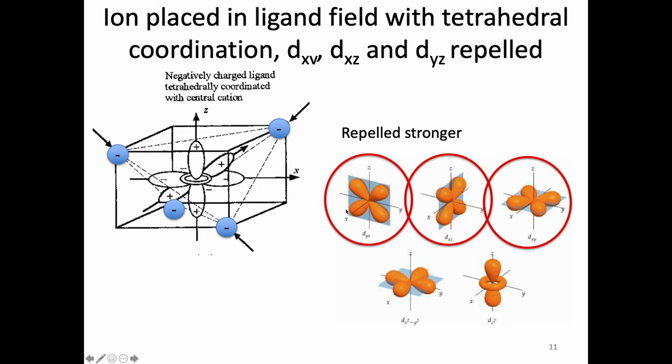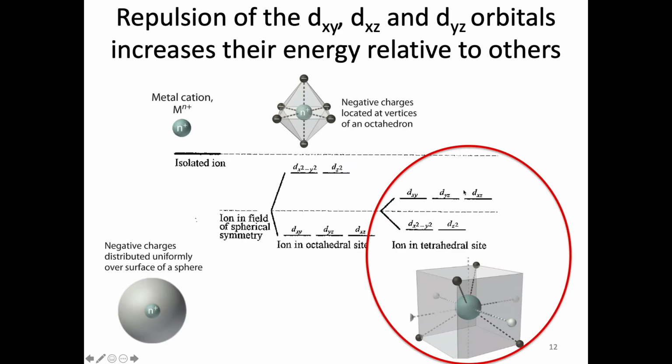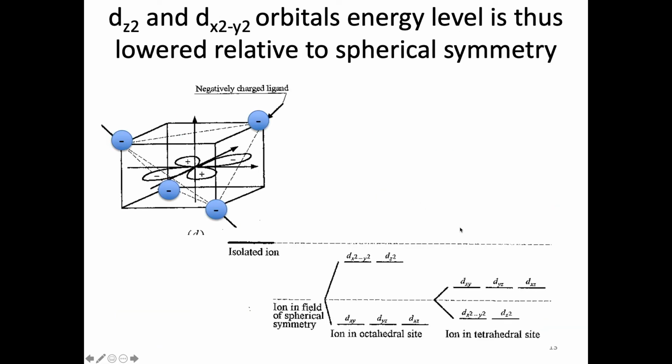And so now those are repulsed stronger, and so that means that they're going to be pushed. So now we're in tetrahedral, so they get pushed to a higher energy state. And then the others, the z squared and the x squared minus y squared, those get lowered in energy state in this case, because they don't line up with those lobes. And so those are pushed to a lower energy state, because there's not as much repulsion, because we're talking about electrons here, electrons interacting with these negative ligands.